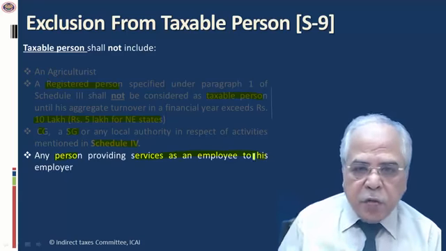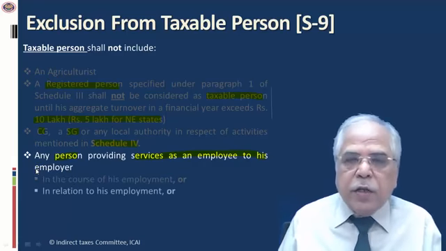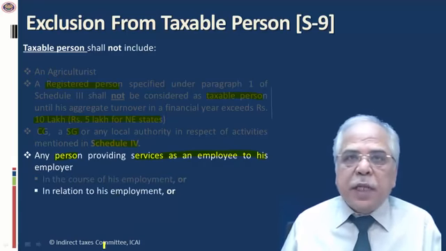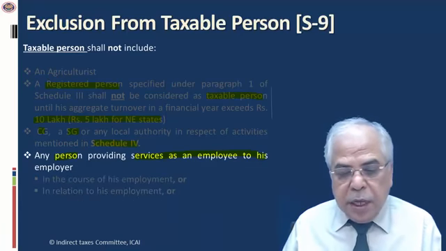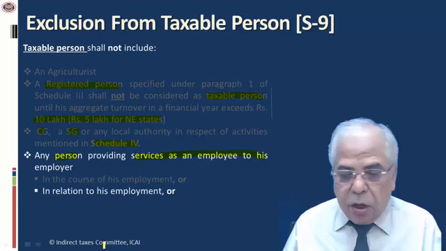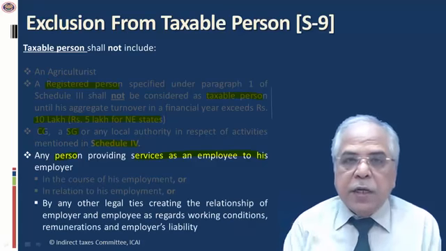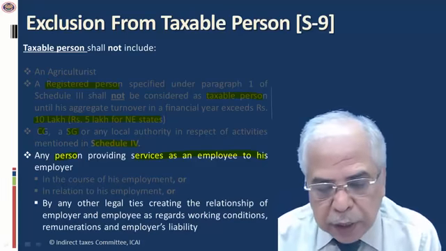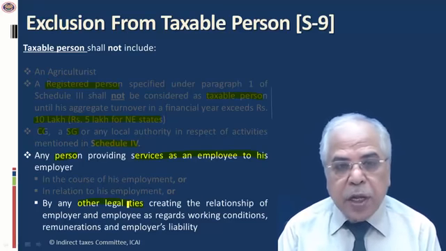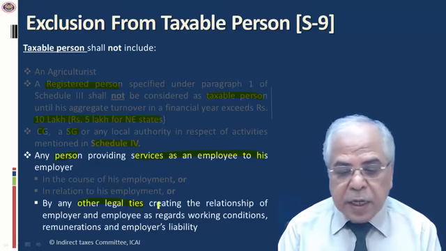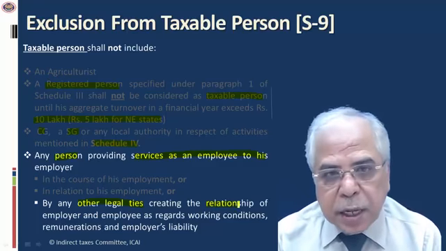Now they have done certain innovation in this. If you look at clause 1 and 2, they are absolutely on the same line: in the course of his employment or in relation to his employment. The third clause is really important, which is the innovation and improvement by any other legal ties creating the relationship of employer and employee as regards working conditions, remuneration, and employer's liability.